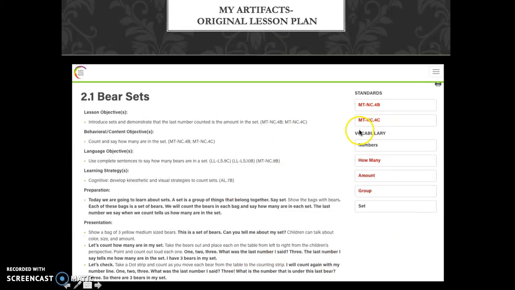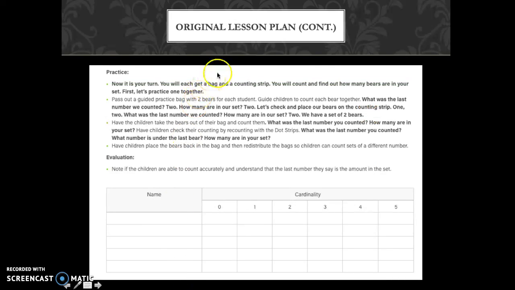All right, so this is the original lesson plan. It's quantifying bears. We have counting bears that we use, and we have the children count them. We'll sit them in front of them. I have 3 bears in my set. How many? Let's count them together. 1, 2, 3.